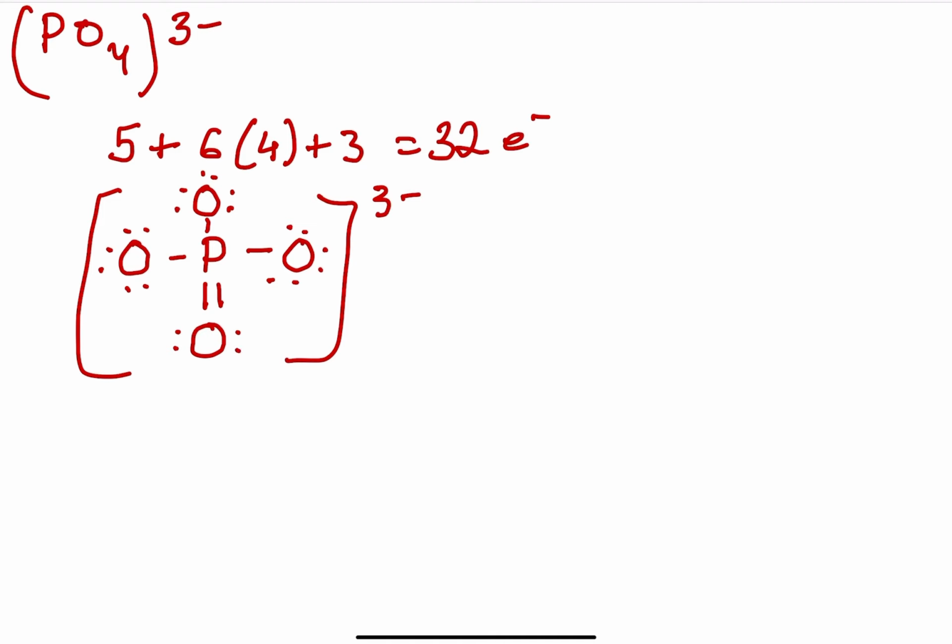Now let's calculate the formal charge of phosphorus and oxygen and see whether the overall charge is okay, and therefore we can say that this is the closest correct structure of the phosphate ion. So let's calculate the formal charge.